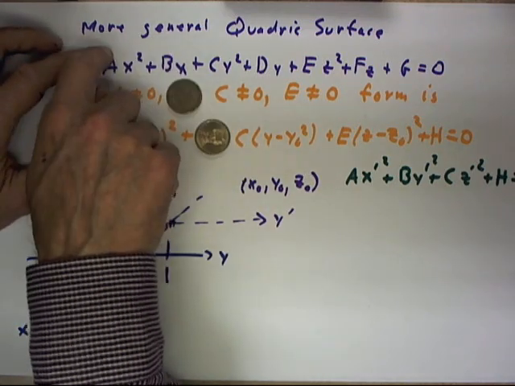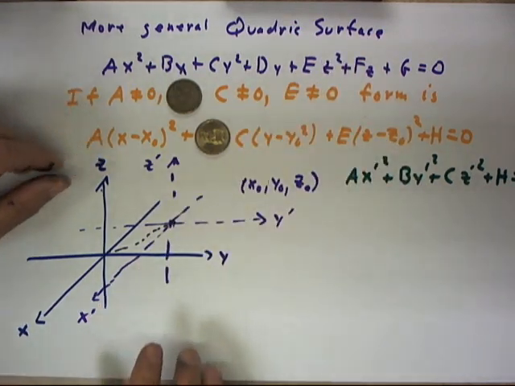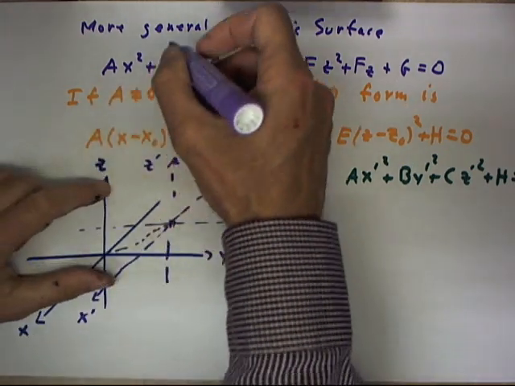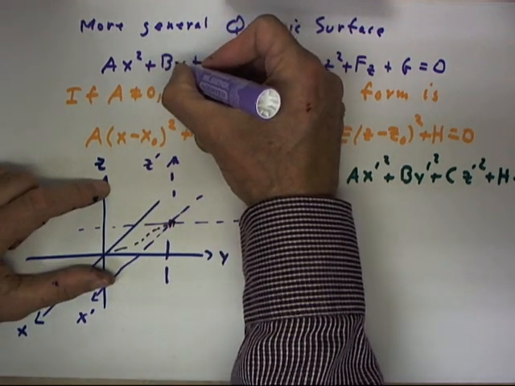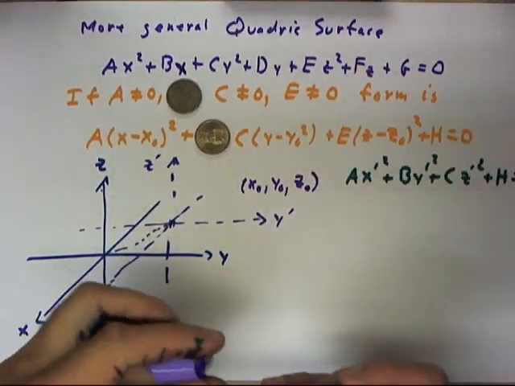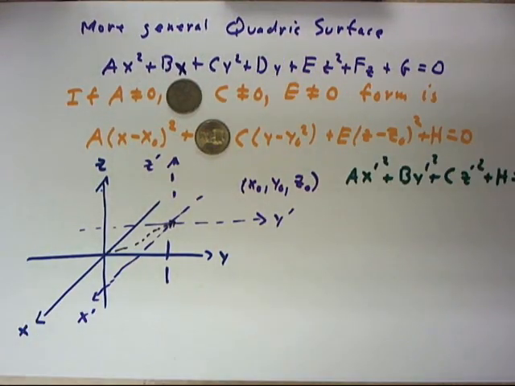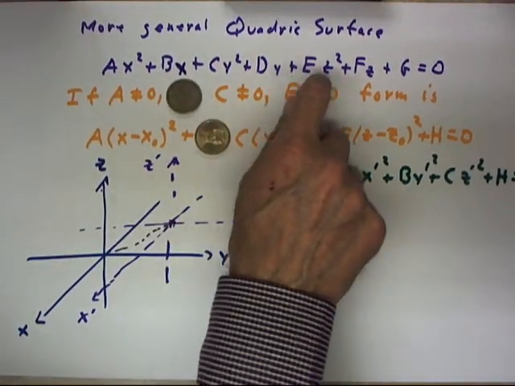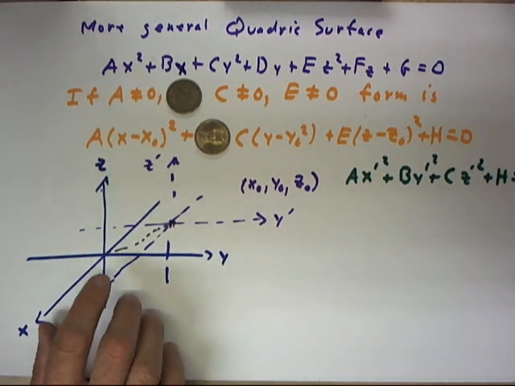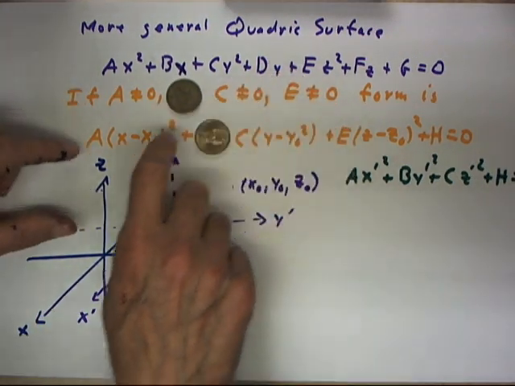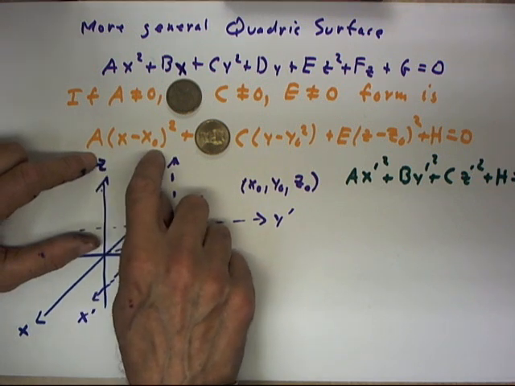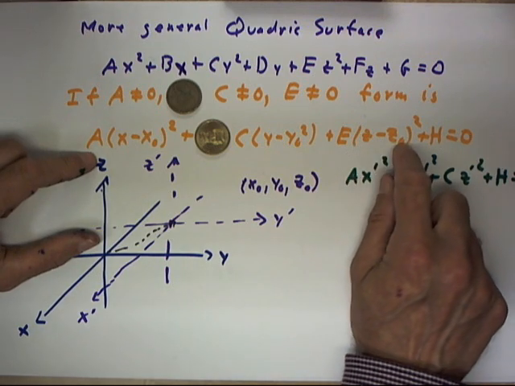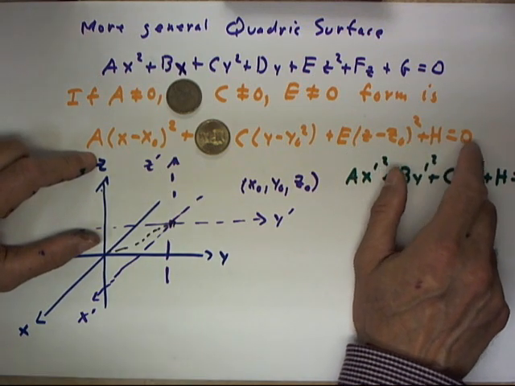Now, just to be complete, more general quadratic surfaces, the equation ax squared plus bx plus cy squared plus dy plus etc., provided that a, c, and e, the coefficients of x squared, y squared, and z squared, are not zero, can be put into the form a times (x minus x naught) squared plus c times (y minus y naught) squared plus e times (z minus z naught) squared plus h equals 0.